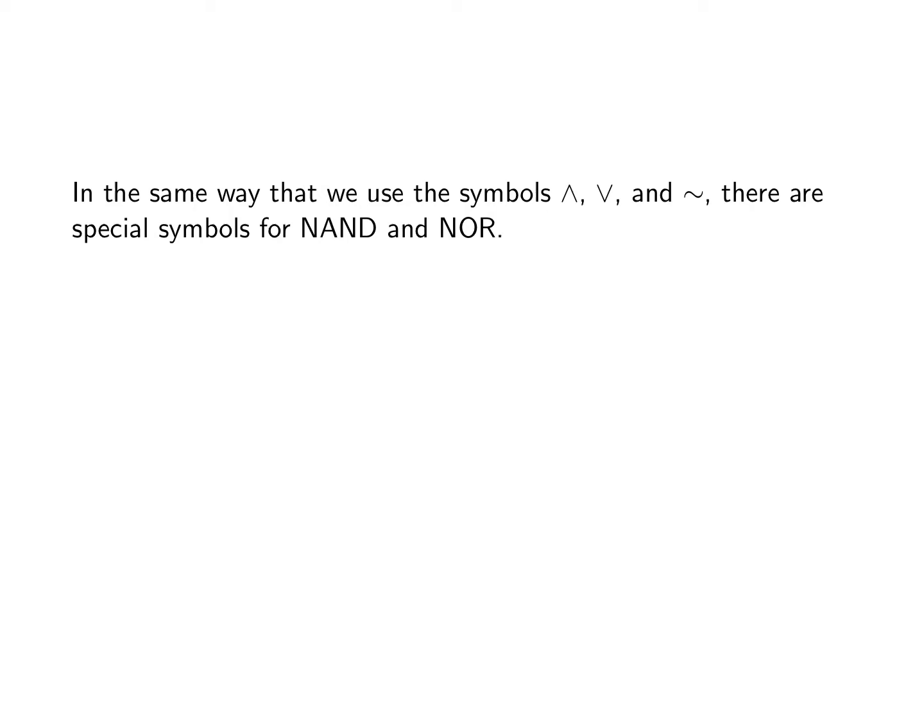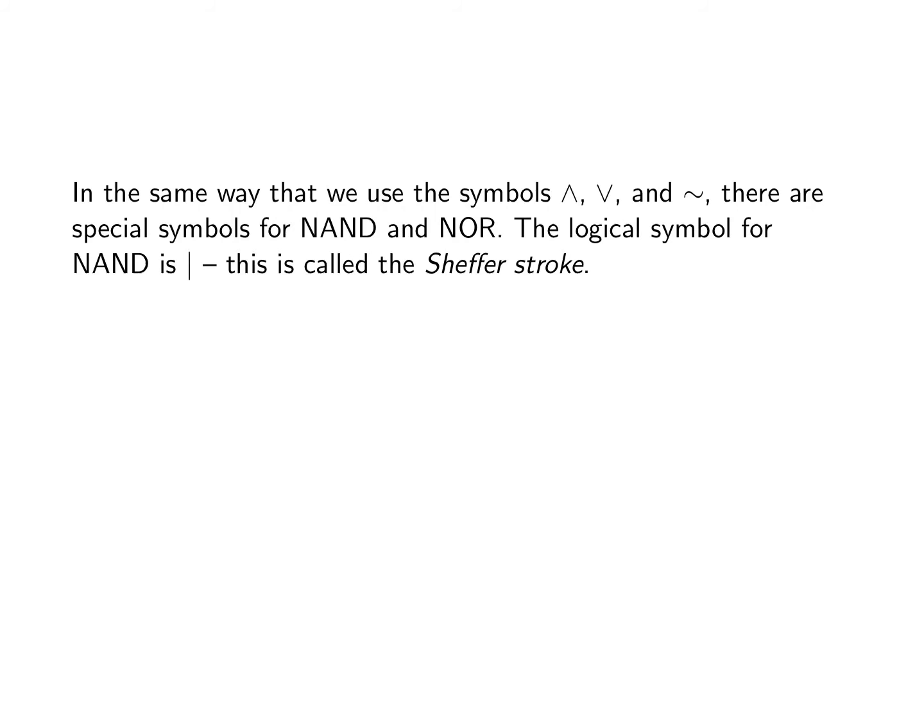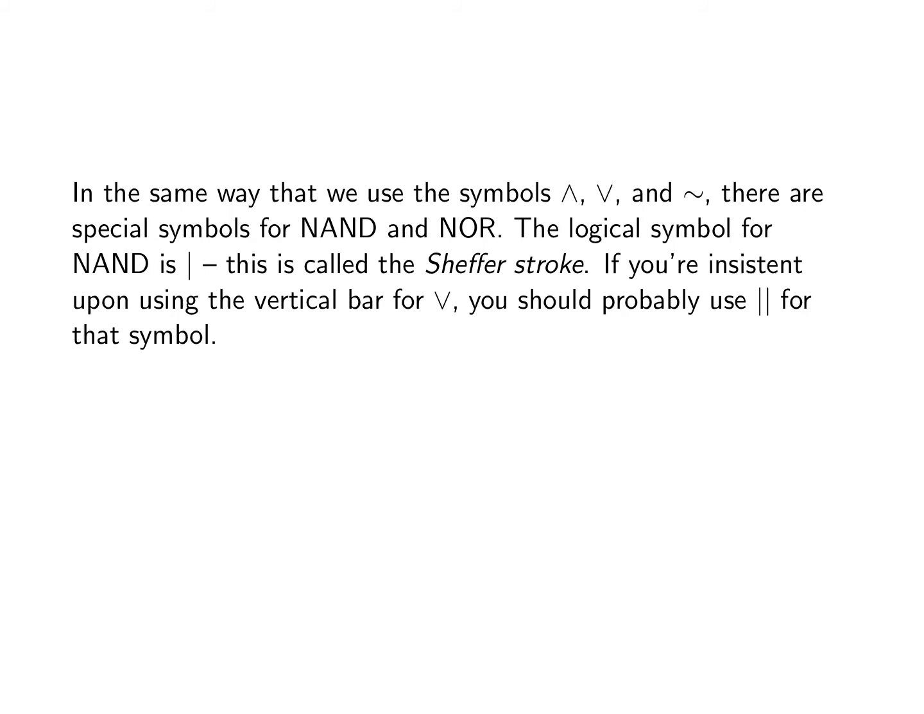Now there are special symbols for NAND and NOR, just like we have for AND, OR, and NOT. A logical symbol for NAND is this vertical bar. That's called the Sheffer stroke. Now you may be insistent upon using a vertical bar for OR. In that case, I would recommend that you use a double vertical bar for that symbol and reserve this single vertical bar for the Sheffer stroke for NAND.